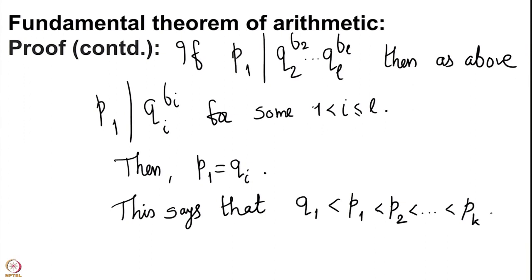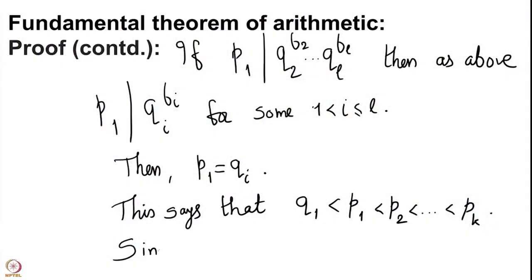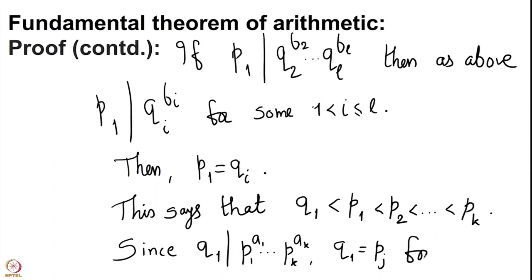If your P1, which is the smallest prime occurring in the first factorization, happens to be equal to a QI, which is 2 onwards, then Q1, which is smaller than Q2, has to be smaller than P1, smaller than P2, and so on up to Pk. But reversing the argument, since Q1 divides P1 power A1 up to Pk power Ak, Q1 is Pj for some j. Repeating the same argument that we have done for P1 can be done for Q1, and this gives a contradiction.